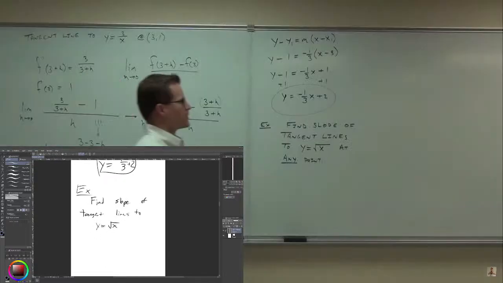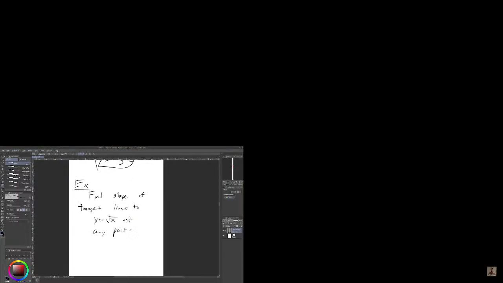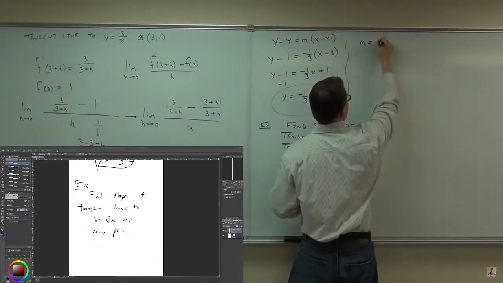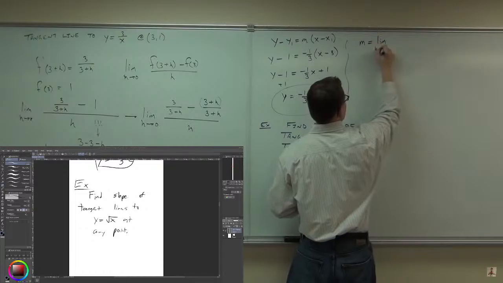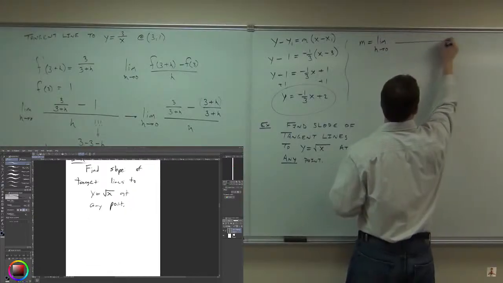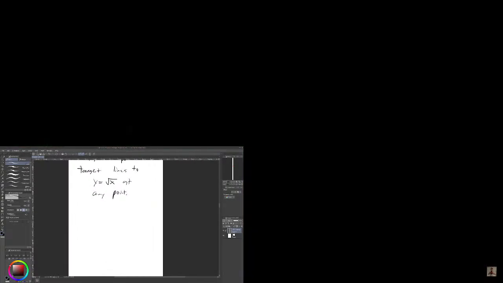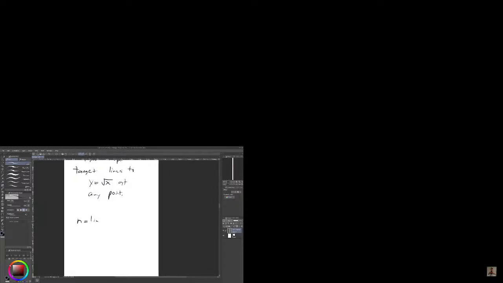Well, let's go through it. You know that ultimately what we want to do is fill out this equation. We know that slope equals the limit as h goes to 0 of f of x0 plus h minus f of x0, all over h. You with me?